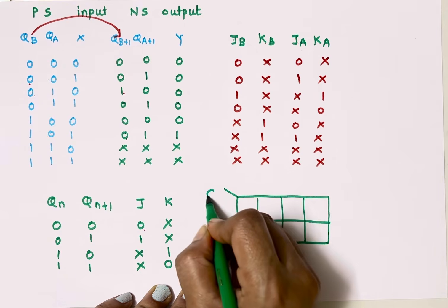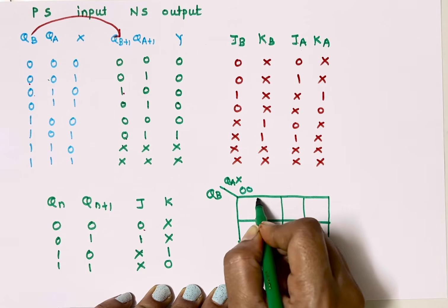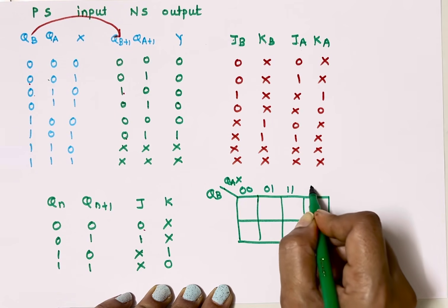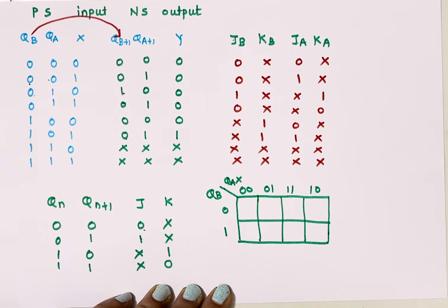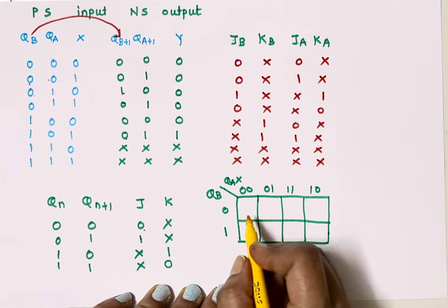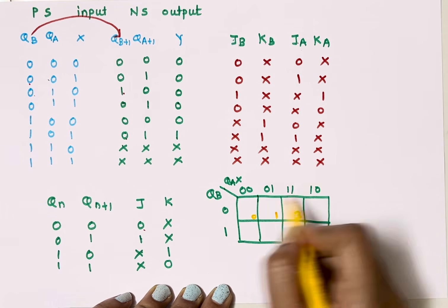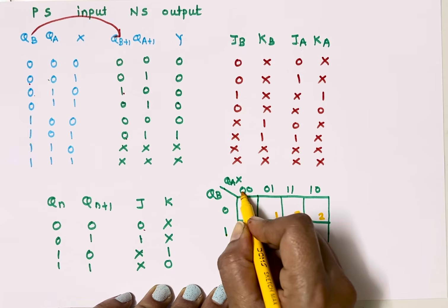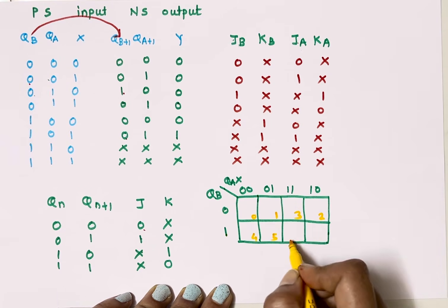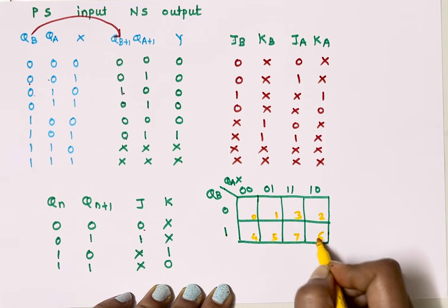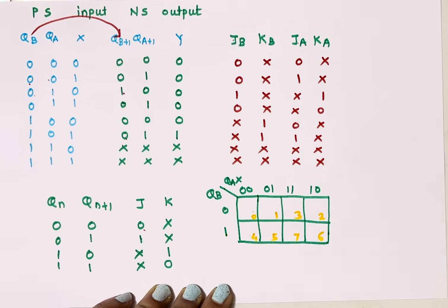Here QB, QA, X, gray code 0 0, 0 1, 1 1, 1 0, and here 0 and 1. See, 0 0 0 is 0, 0 0 1 is 1, 0 1 1 is 3, 0 1 0 is 2, 1 0 0 is 4, 1 0 1 is 5, 1 1 1 is 7, 1 1 0 is 6. So the sequence is always like 0, 1, 2, 3, 4, 5 and then 6 and 7.